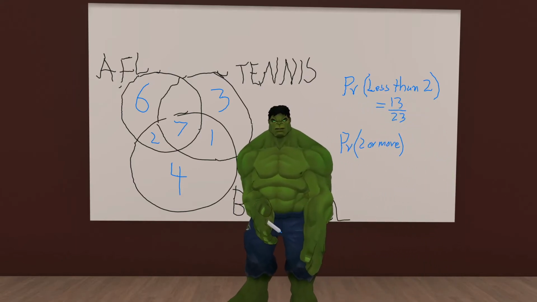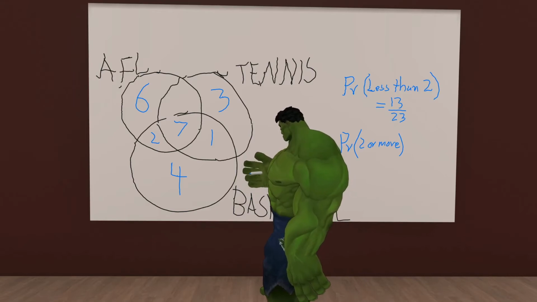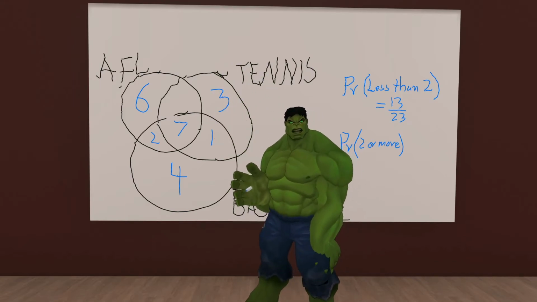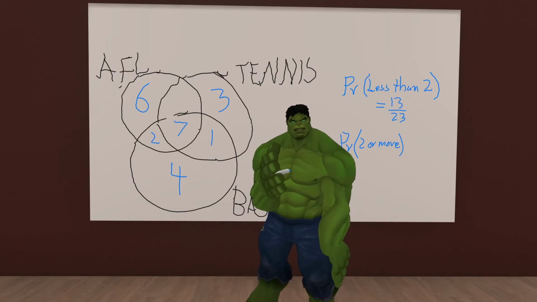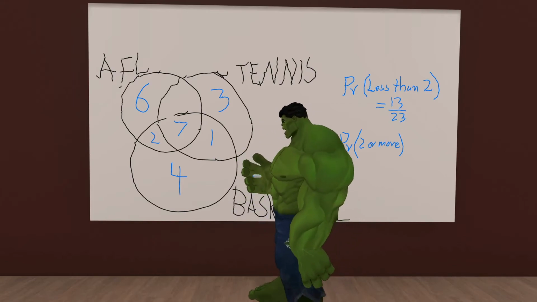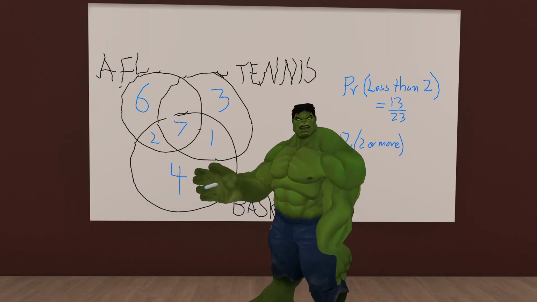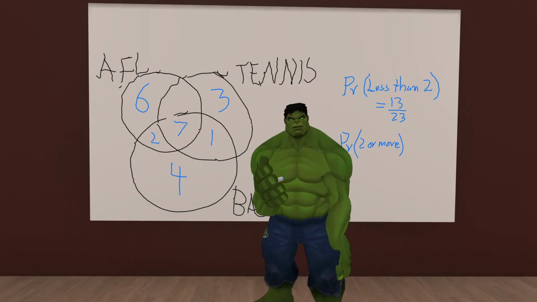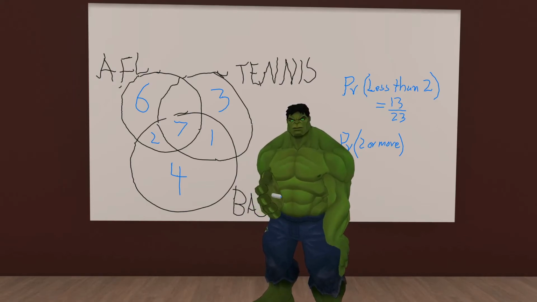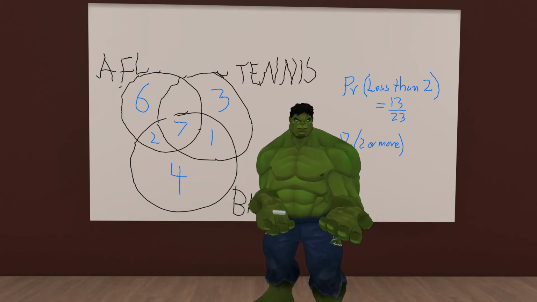Now, in this example, we don't have any that are outside the circle. So if it was saying that it wants less than 2, that would also include the people that might be written on the outside of our Venn diagram. Because they like less than 2 sport, they like no sport, and 0 is less than 2.